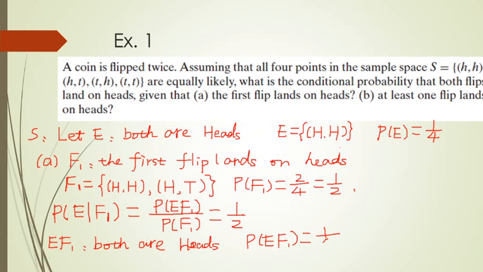You only have one outcome out of four, so it's 1 over 4. So you can also work out the probability of E and F1 is 1/4. The probability of F1 is 1/2. When you're talking about the conditional probability of event E given that F1 occurs, you will notice that event E is a subset of the event F. So that is the conditional probability to answer the first question.